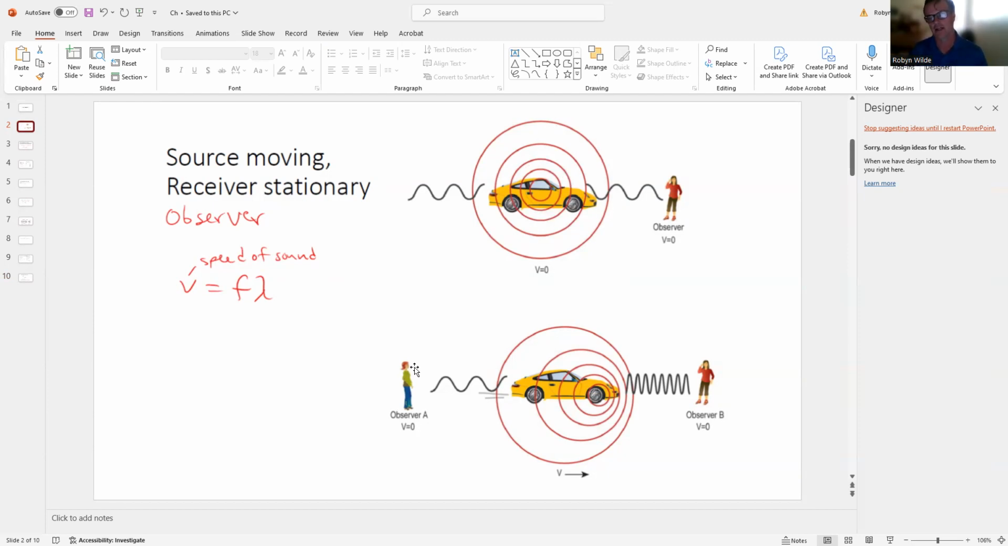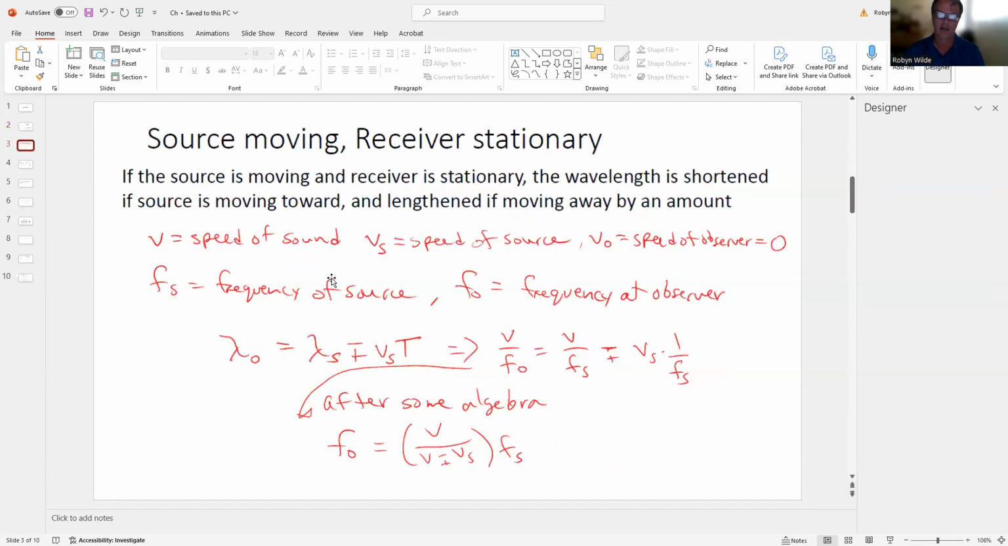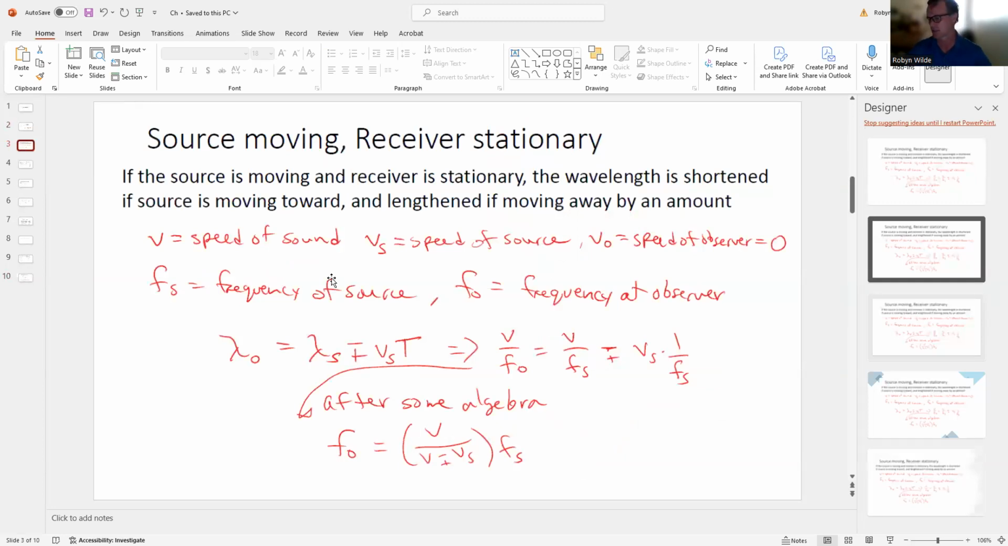So if you're standing on the side of the road, let's say, and an ambulance is coming toward you and then it passes you and moves away, what you will hear is a high frequency coming toward you and then a lower one as it goes away. You can also see this sometimes with a plane, for example, flying overhead. So now, actually, I guess I should do the equations first.